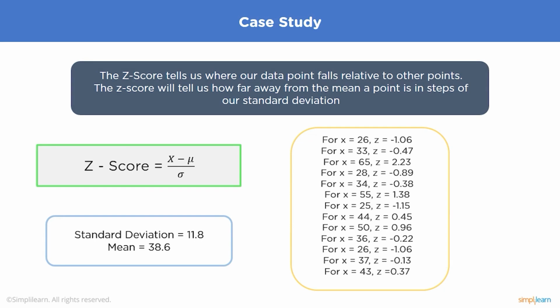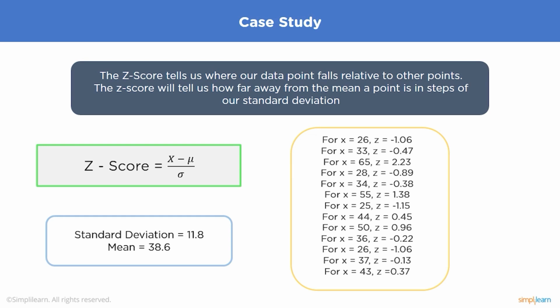Now we know that a negative z-score means that our x value is lower than our mean. But what does the number 1.06 mean? This means that the z-score for 26 is 1.06 standard deviations away from the mean. The negative symbol here means that our x value is less than the mean. And by how much less? 1.06 times the standard deviation.